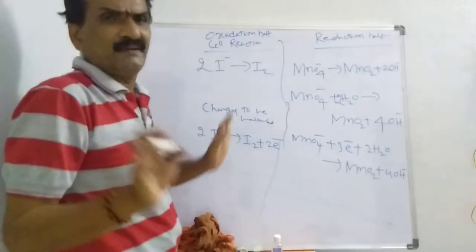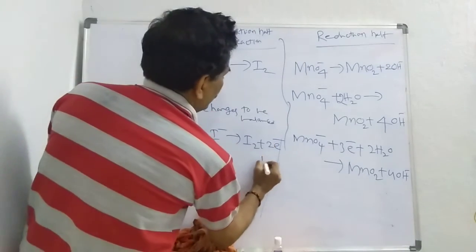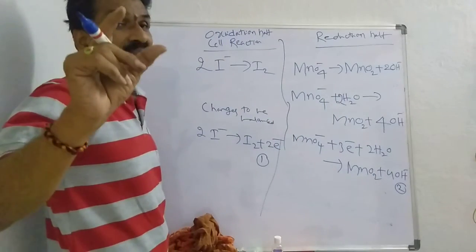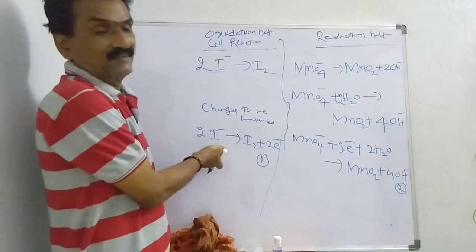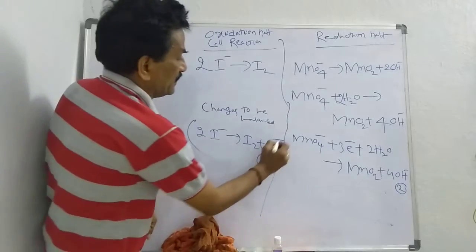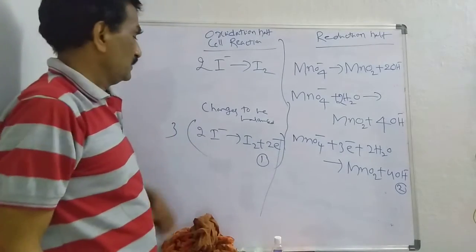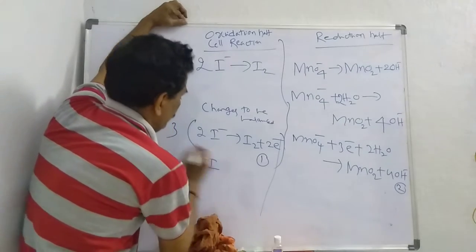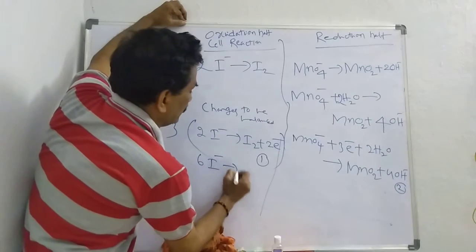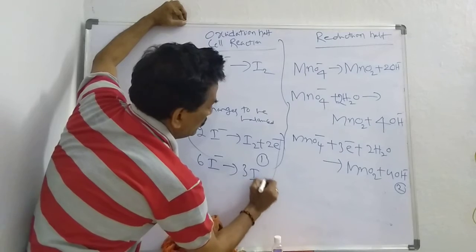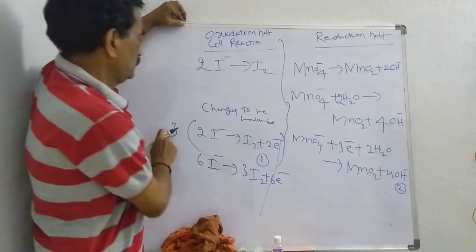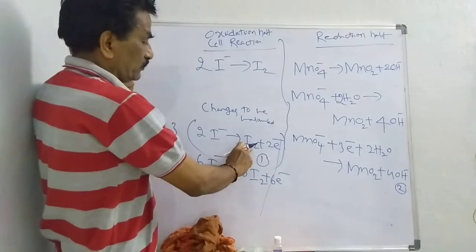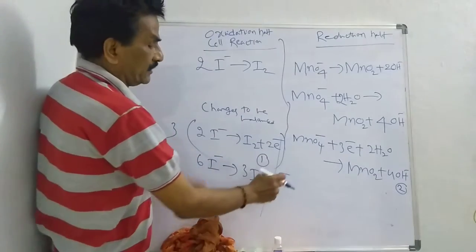Okay, everything is over. Just you complete it. This is 1, this is 2. But you have to balance the number of electrons in both the equations. For which I have to multiply with 3. 3 into 2, 6I minus gives 3I2 plus 6 electrons.